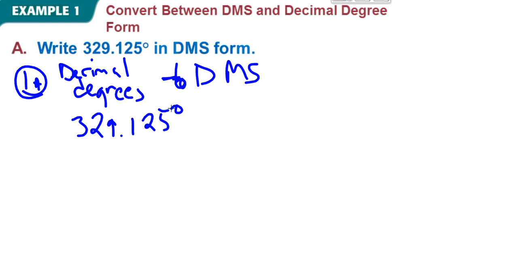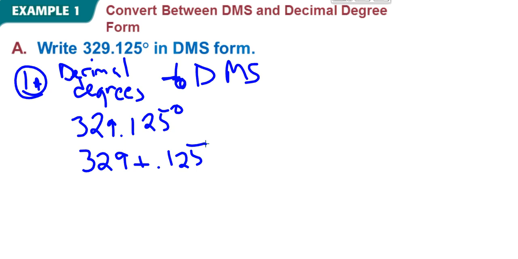1A, and we're going to change from decimal degrees to degrees, minutes, and seconds. My apologies for my handwriting right now. I'm doing the best I can. So this is 329.125 degrees. So what we're going to do is rewrite it as kind of the 329 plus 0.125.